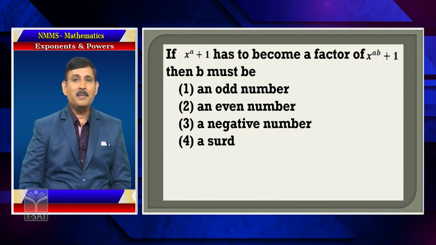x^n + a^n has to become a factor of x^(an) + 1, then b must be.